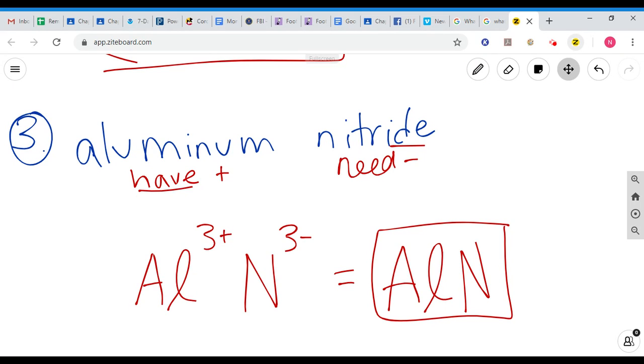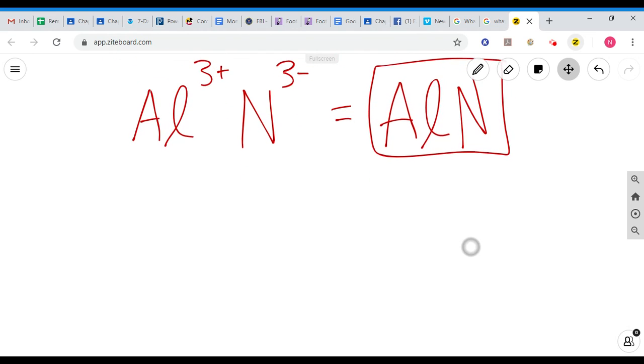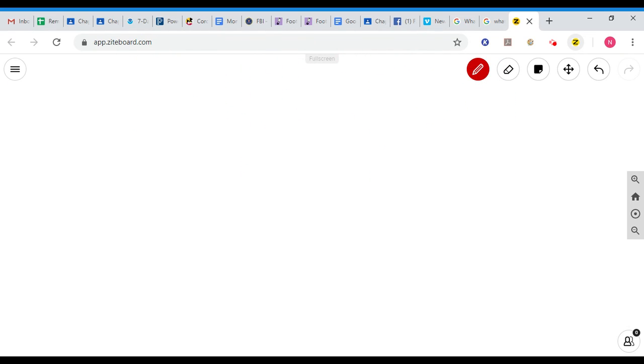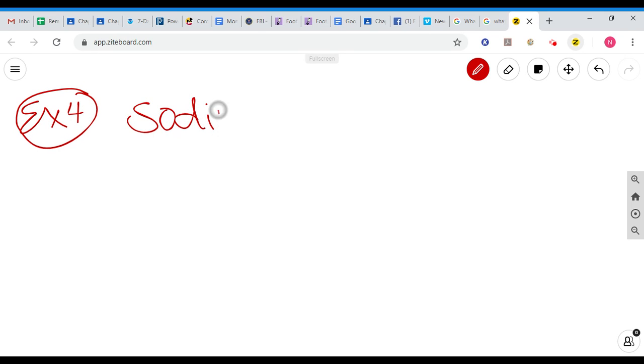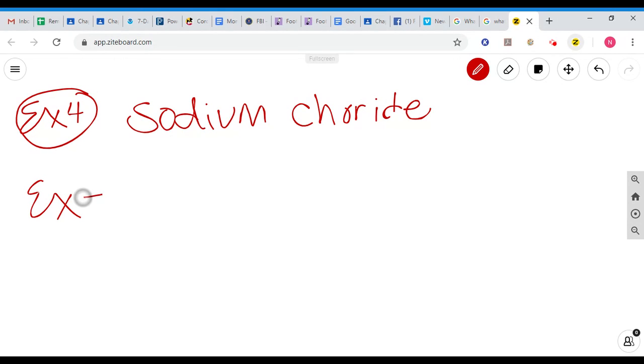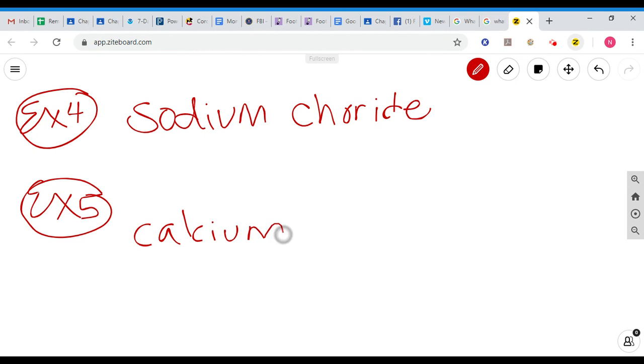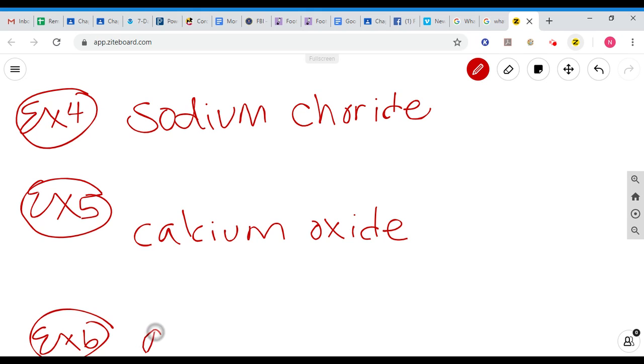All right, so here are the examples that I want you to try. I want you to write the formulas for, let's do example 4, sodium chloride. Example 5, let's do calcium oxide. Example 6, stick with aluminum. Let's do aluminum phosphide.